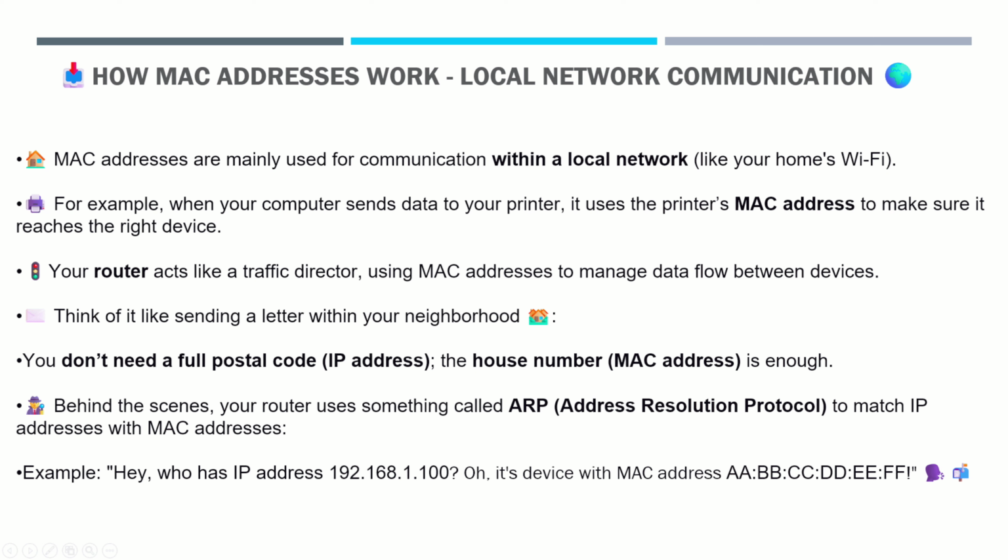Behind the scenes, your router uses something called ARP, Address Resolution Protocol, to figure out which MAC address corresponds to which IP address on your local network. It's like the router asking, hey, who has IP address 192.168.1.100? Oh, it's the device with MAC address AA:BB:CC:DD:EE:FF.